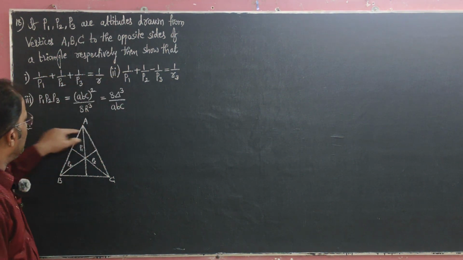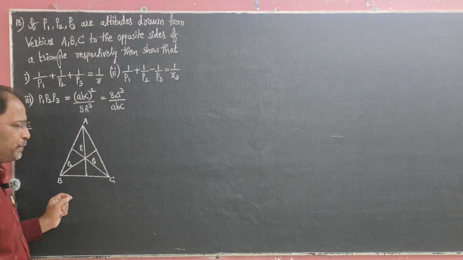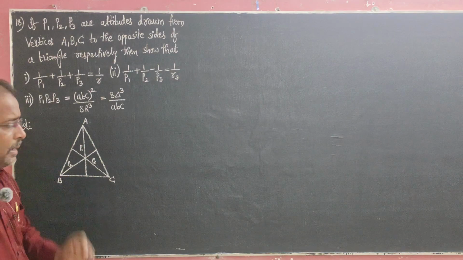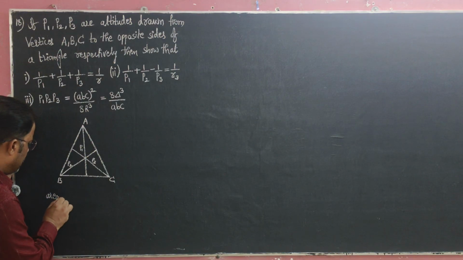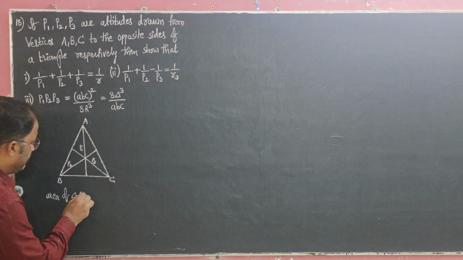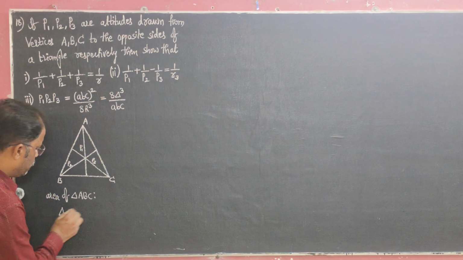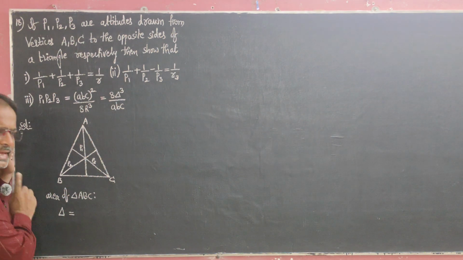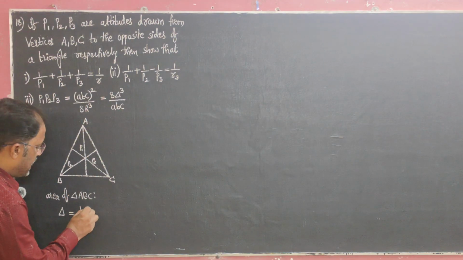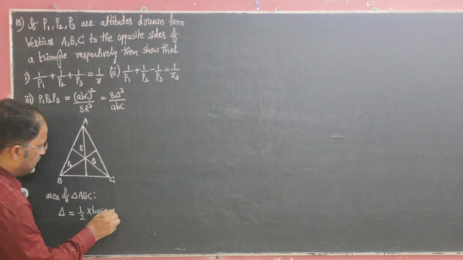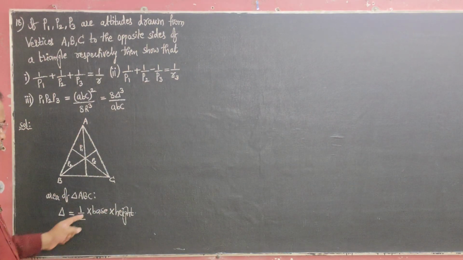Means in all, P1, P2, P3 are there in the LHS. So we have to find out the P1 value, P2 value and P3 value. So first of all, the area of triangle ABC. We have a formula: delta means area. Area of the triangle equals half into base into height.